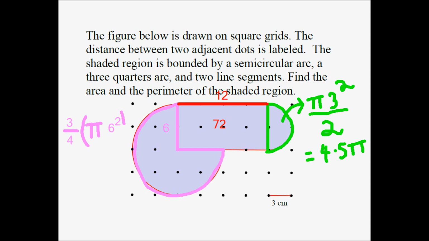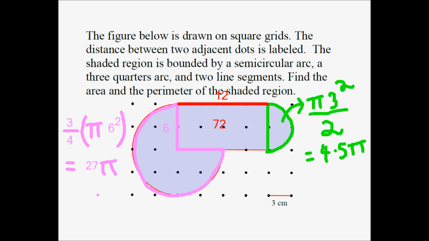Now let's do our math here. This 6 squared is 36. 36 divided by 4 is 9. 9 times 3 is 27. So I'm getting 27 pi. Alright, so I'm actually done with area. The area of this whole shape is going to be 72 plus 4.5 pi plus 27 pi. So let's do that here.